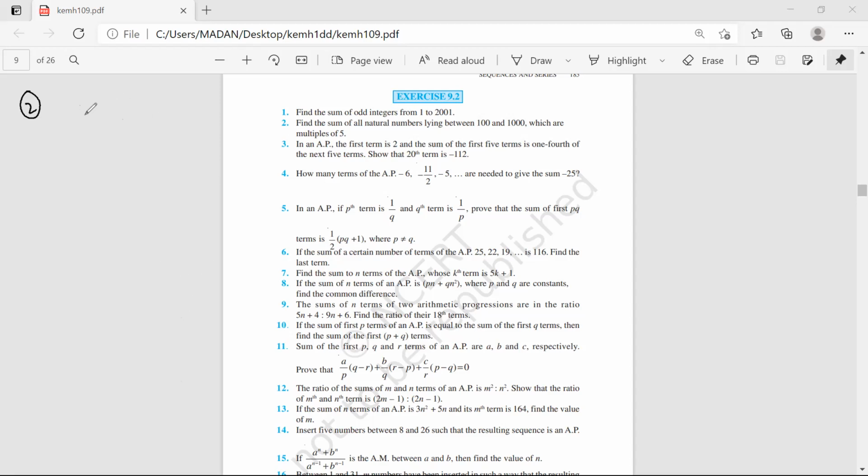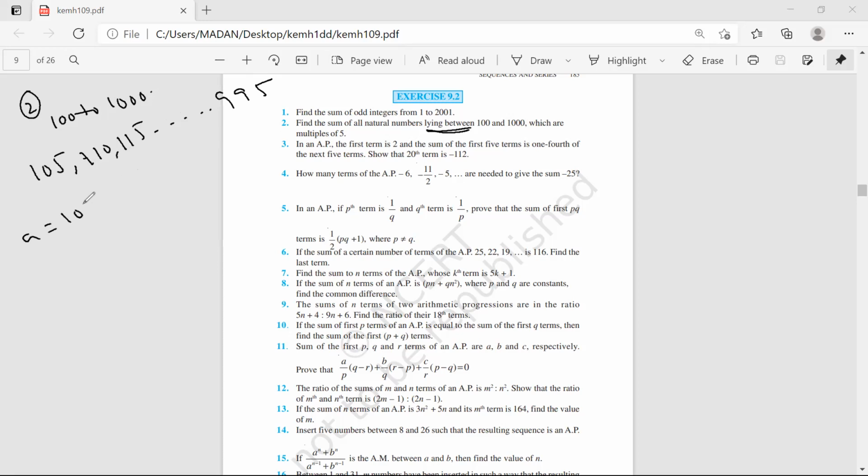Find the sum of all natural numbers lying between 100 to 1000 which are multiples of 5. Lying between, please observe the question. Lying between means it starts with 105, 110, 115, and so on. The last one is 995, because they told which are multiples of 5.